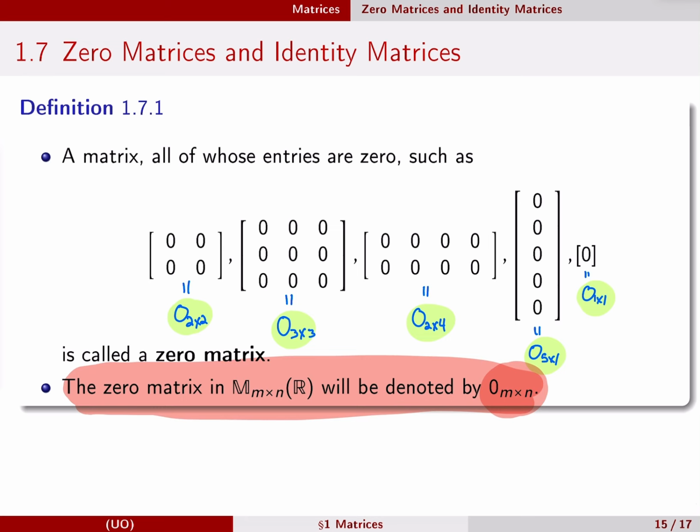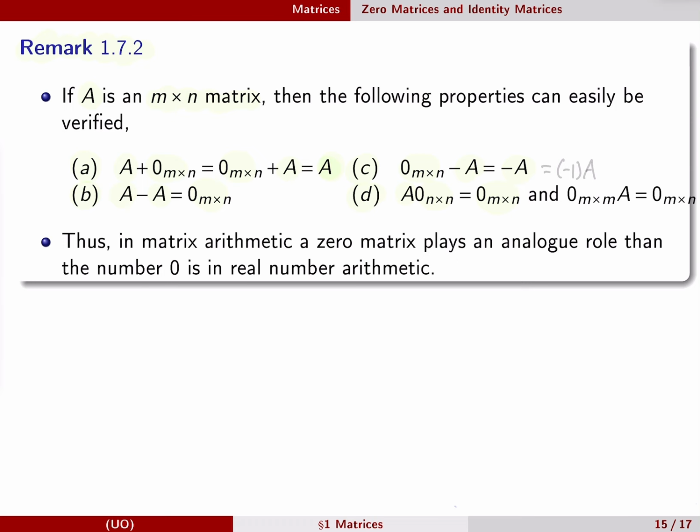We cannot just write 0, because we need to understand what the format of that matrix is. So there's a lot of zeros, and to make sure that we know which 0 we're talking about, we use that subscript to say that here's a matrix filled up with zeros with a specific dimension. Why do we call these matrices zero matrices? Because they act like zeros.